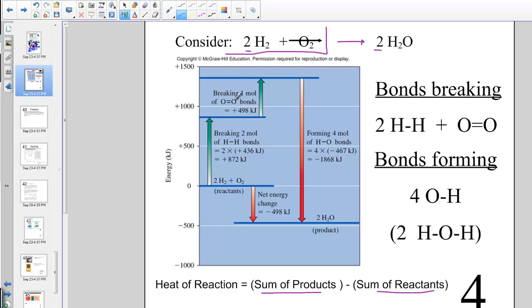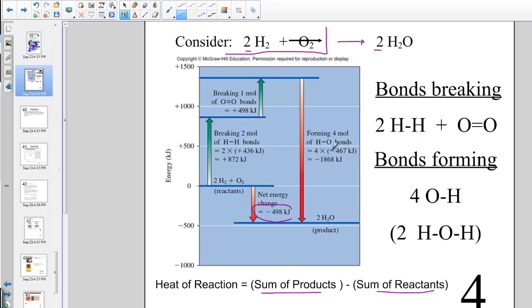Up here we have an O double bond O. It had a value of 498. We sum the content of all of the energy contained in both H's and the O double bond O, and then subtract this value, 4 times the 467 kilojoules. When I do that, we see that it's releasing energy. I see the net difference here, the sum of products minus reactants, and that difference is 498.